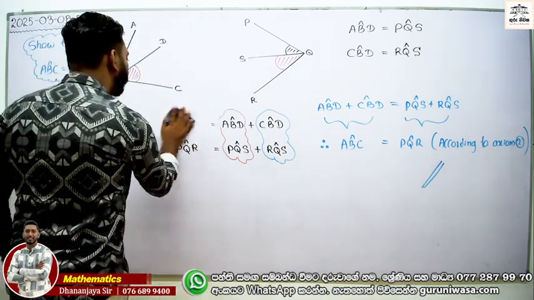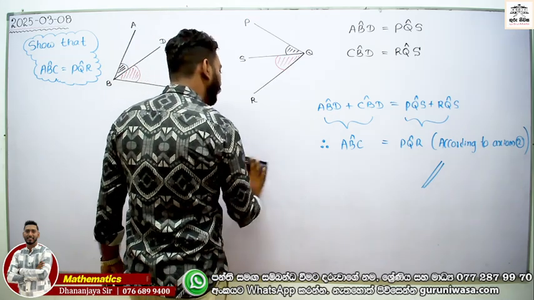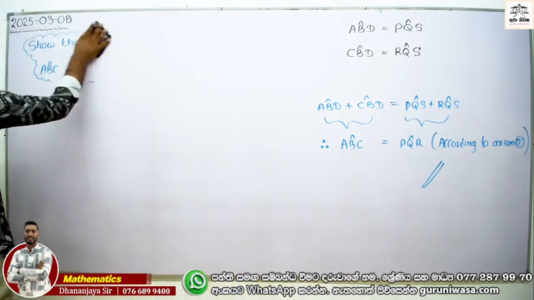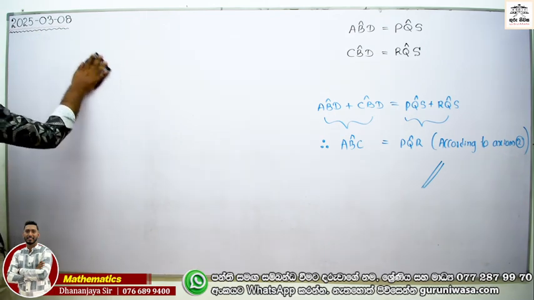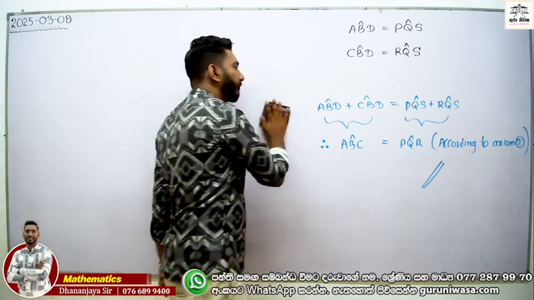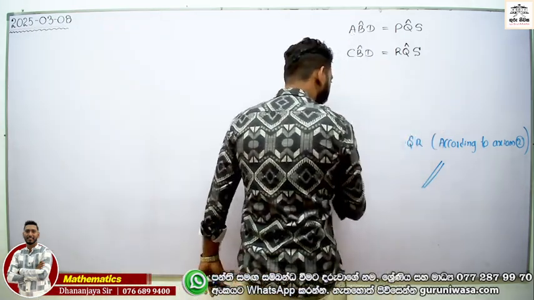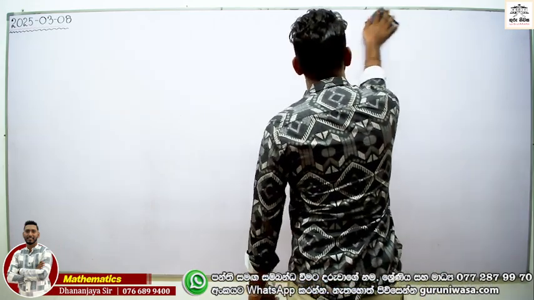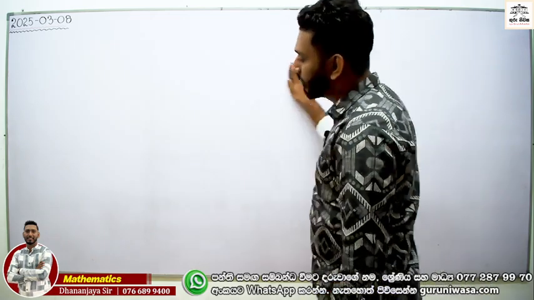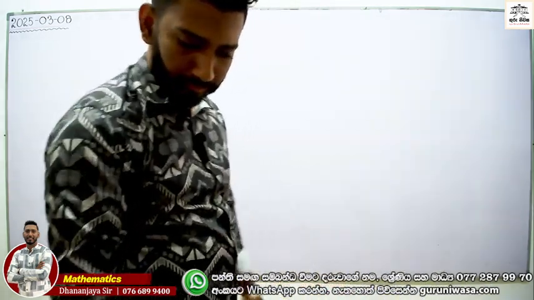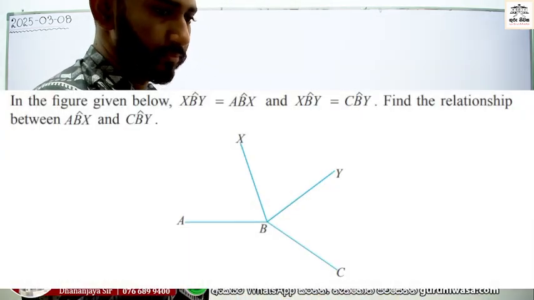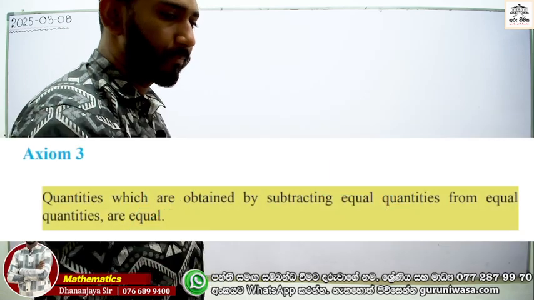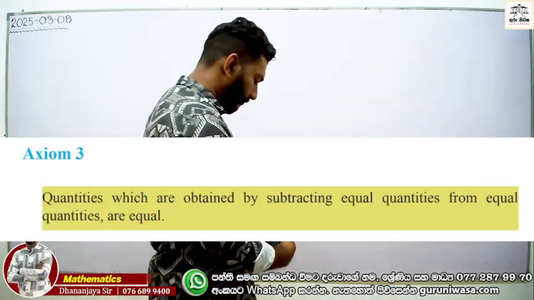Now I'm going to the next part. Axiom number 3. Write the topic. Axiom number 3, that's the third axiom. Totally, we have 5 axioms to discuss today in this lesson. Now we are in the third one.